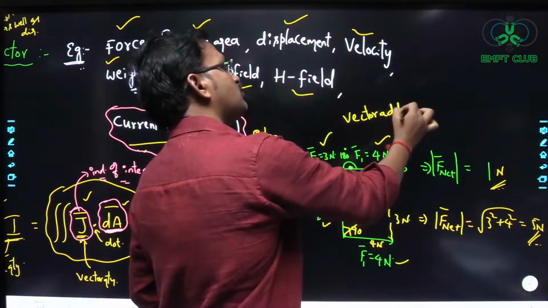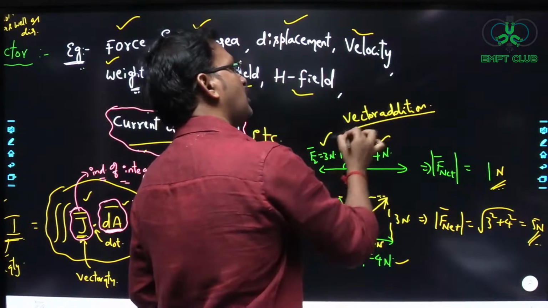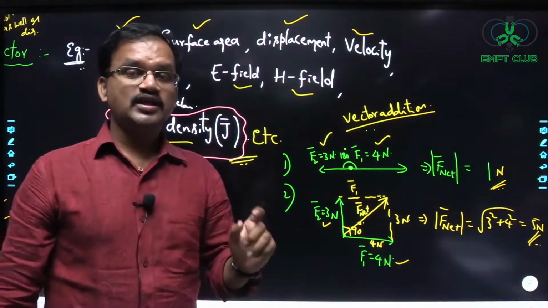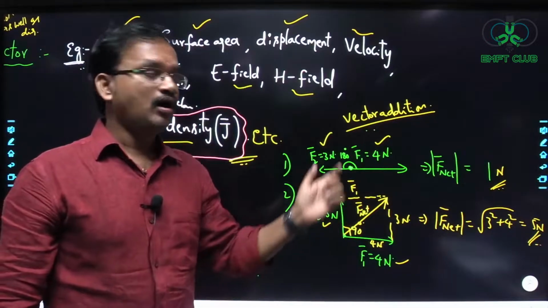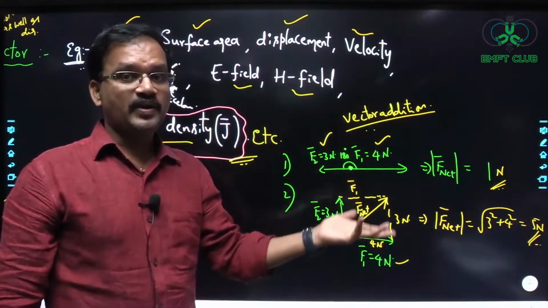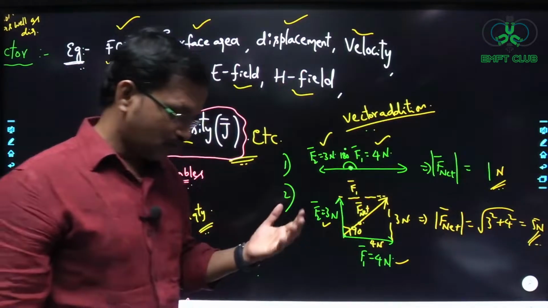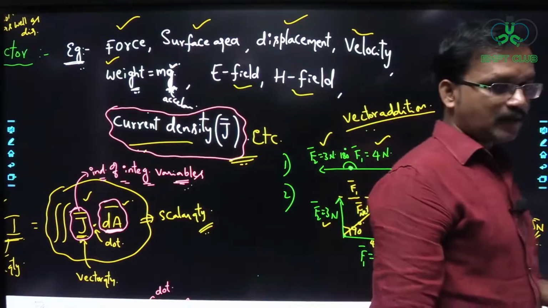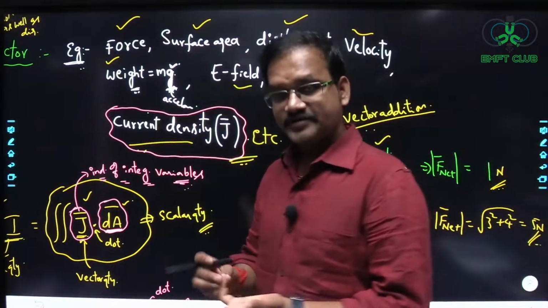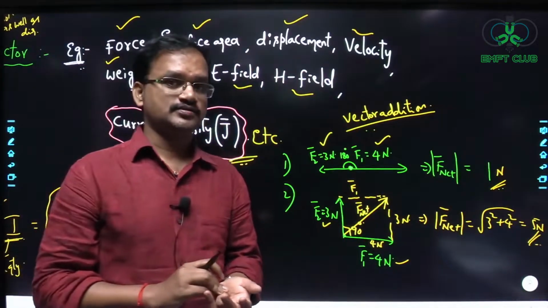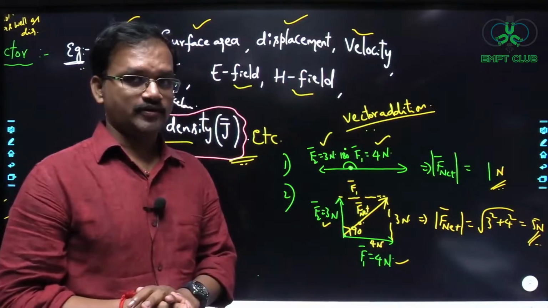So whenever you are adding any two vectors, the vector addition is going to depend upon what? It is not only depending upon the magnitude, it is also depending upon the angle. Okay. So whenever you are adding any two vectors, you have to consider the magnitude of the vectors, and also you have to consider the angle between the vectors. So this is very, very important, right?